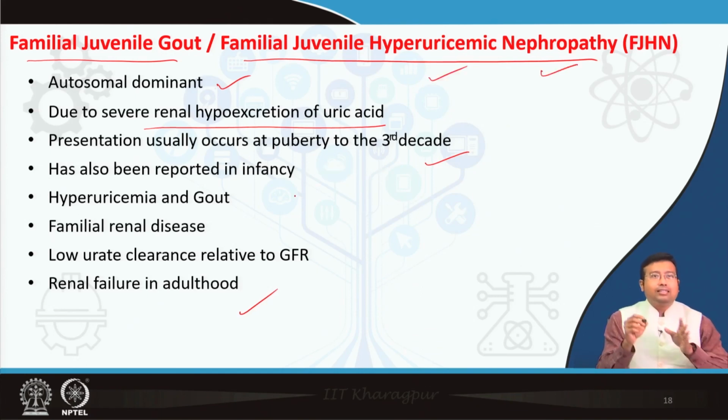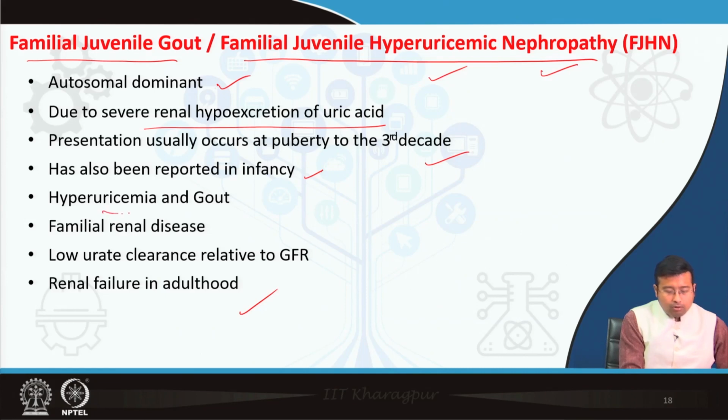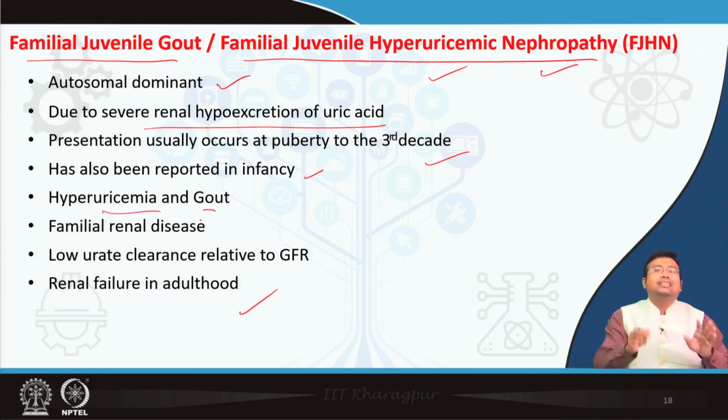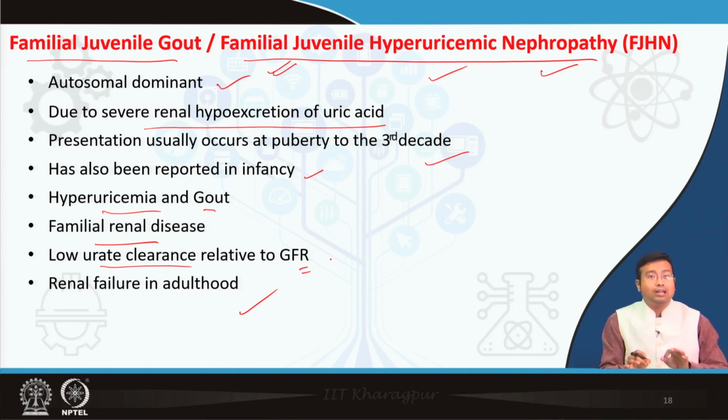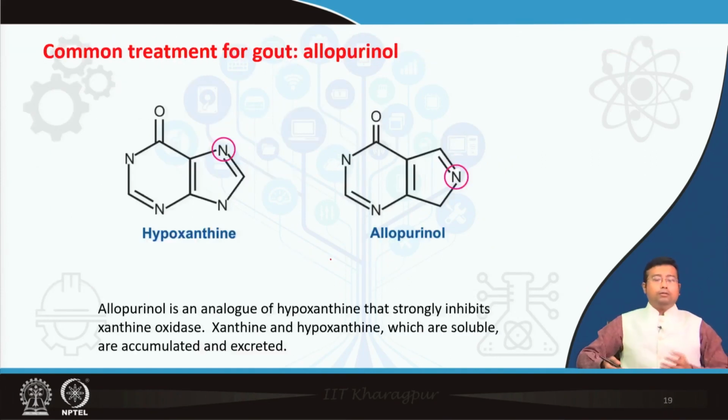However, in some cases it has also been reported that the disease has expressed itself in infancy. The main problem lies in hyperuricemia and gout. Since uric acid cannot be excreted properly, it leads to accumulation in the serum, leading to hyperuricemia and gout. Next, it is a familial renal disease, as the name suggests, since it is autosomal dominant, the disease runs in family, and generally there is low urate clearance with respect to the glomerular filtration rate. So with respect to a normal individual, the urate clearance is actually very low.